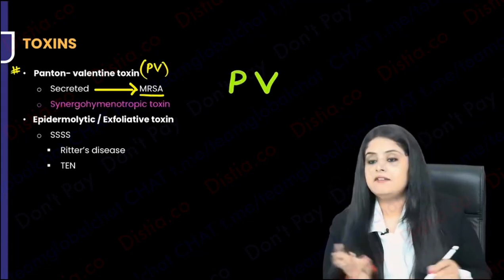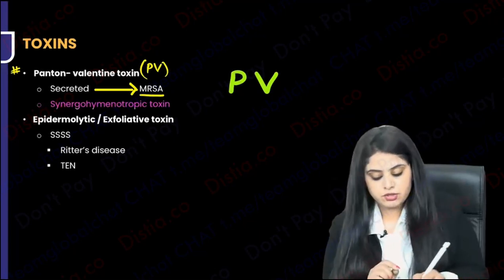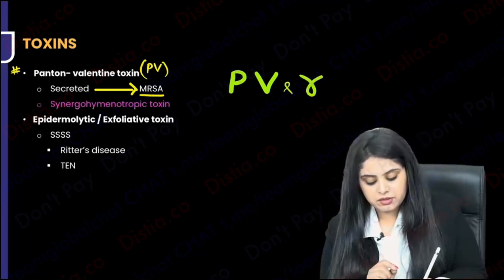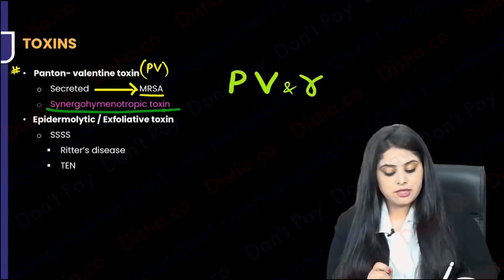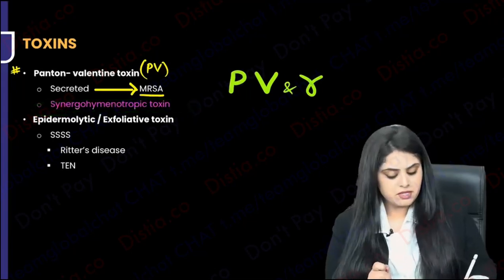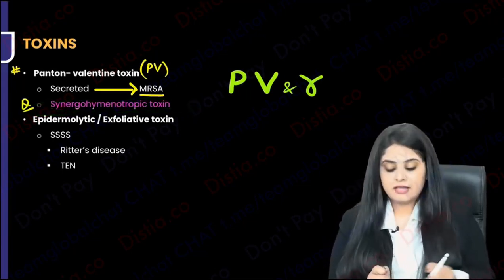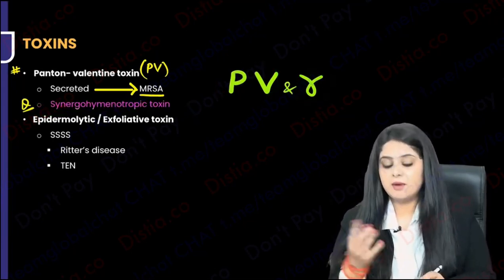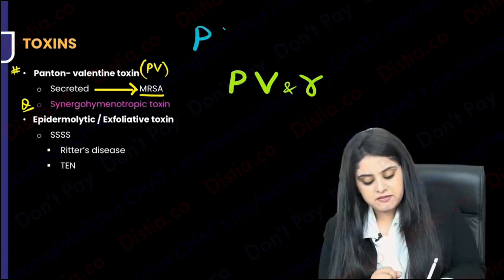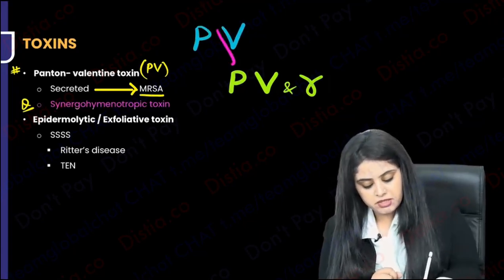And out of these alpha, beta, gamma, delta that I just told you, the gamma one is going to be synergohymenotropic. How to remember? Because they will ask which of the following toxins are synergohymenotropic. PYQ. Let's do the PYQ. So you will remember PV, but then you will get confused. Was it alpha, beta, gamma or delta? The way you write PV, in continuation of PV you write gamma.